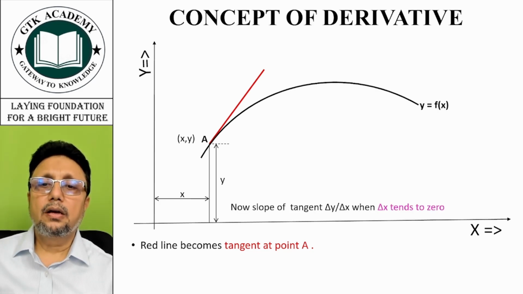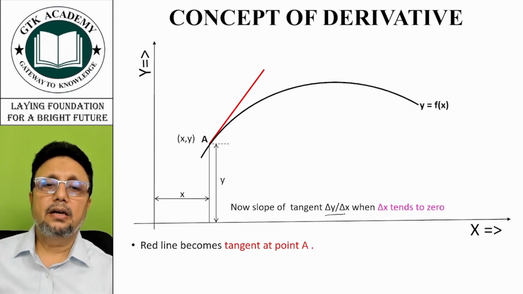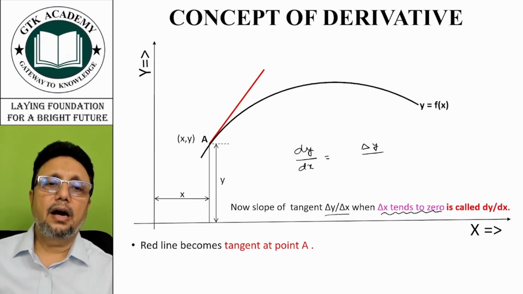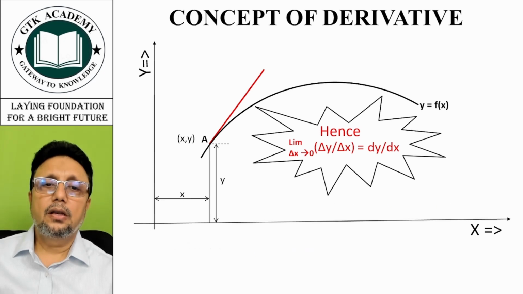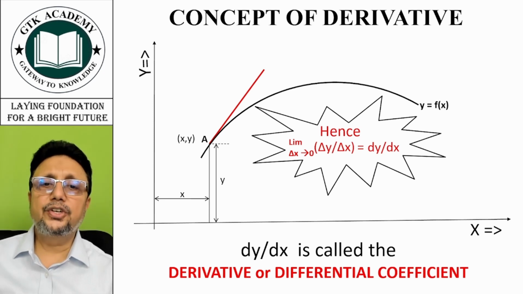Now, the slope of the tangent, which is delta y upon delta x when delta x tends to 0, is called dy upon dx. That means dy upon dx is equal to delta y upon delta x when delta x is tending to 0. So we write limit delta x tends to 0. So we write like this. I hope you have understood this.